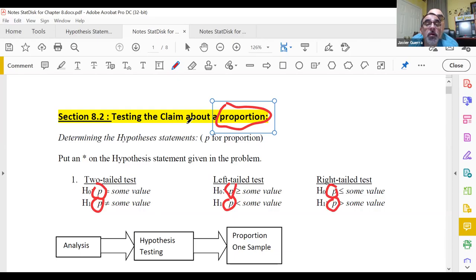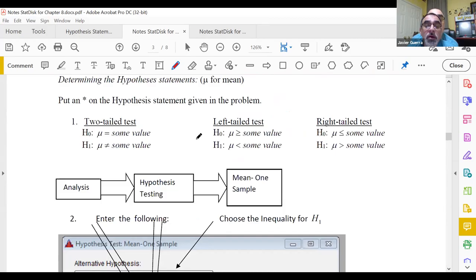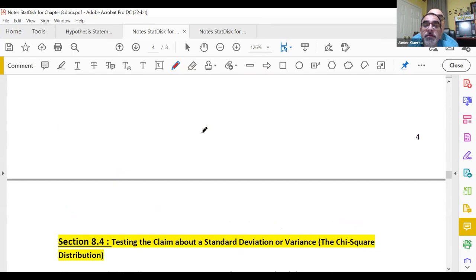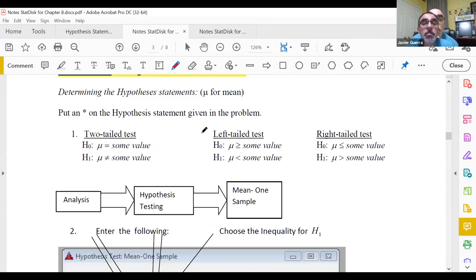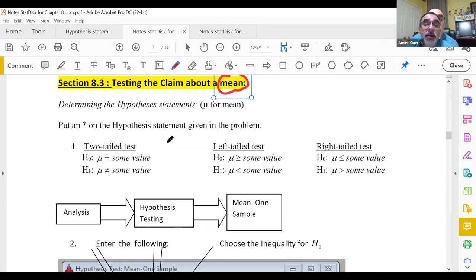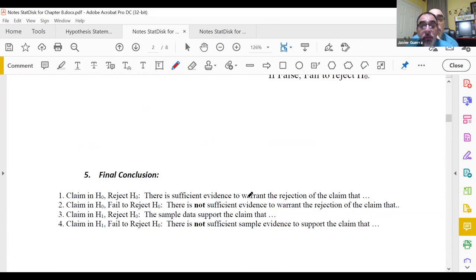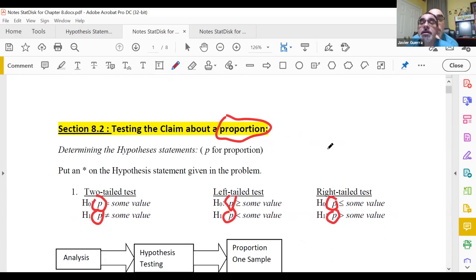If you scroll down and go to section 8.3, where's my 8.3? There it is. 8.3. This is a claim about a mean. That means that I'm using mu as my variable. We use mu as your variable. All the mu's. Mean, mu. Proportion, p. Right.